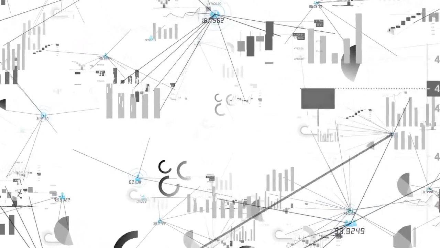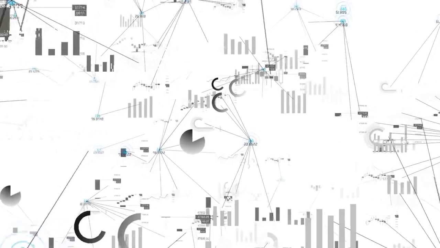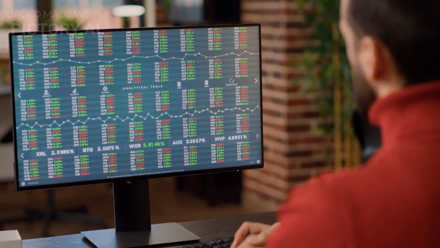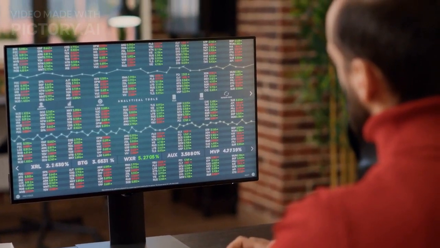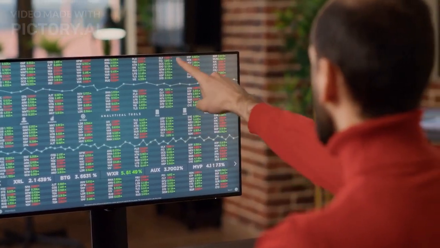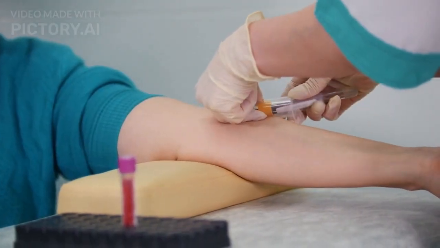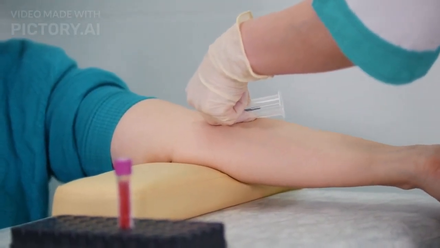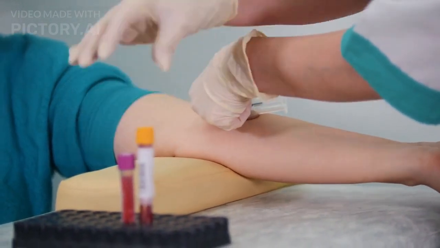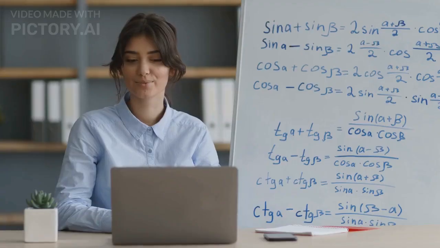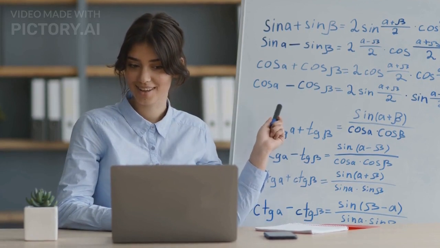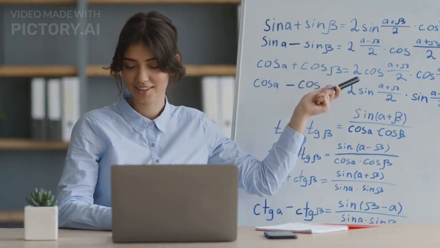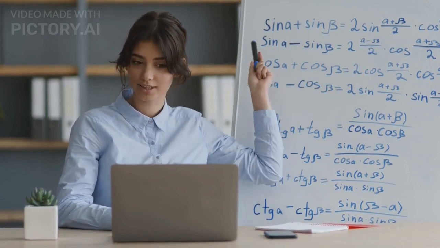Step 1. Learn the basics of statistics and data analysis. To become a data analyst, you need to have a solid foundation in statistics and data analysis. You can start by learning the basics of statistical concepts, such as probability, sampling, and hypothesis testing. You can also take online courses, such as Coursera or Udemy, to gain a better understanding of these concepts.